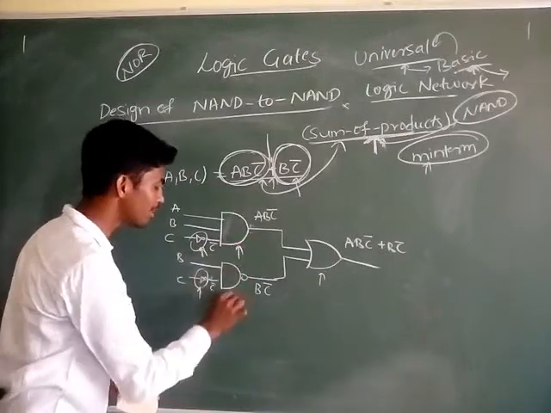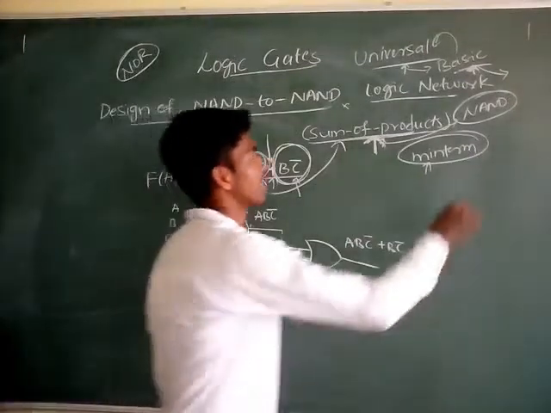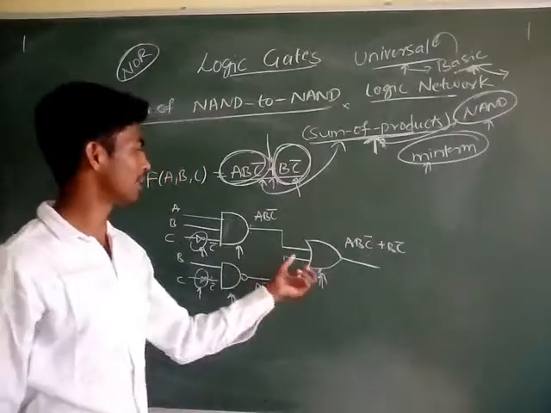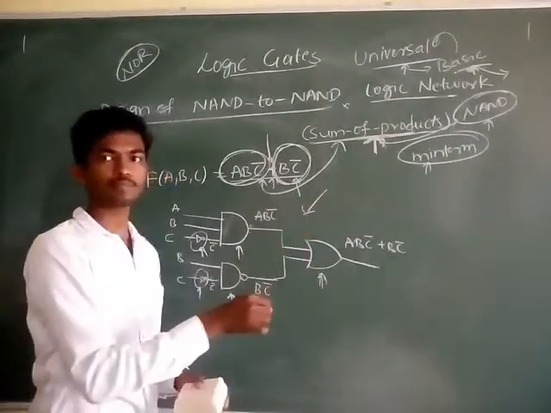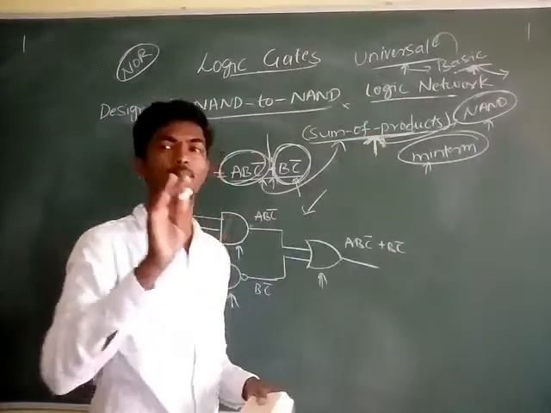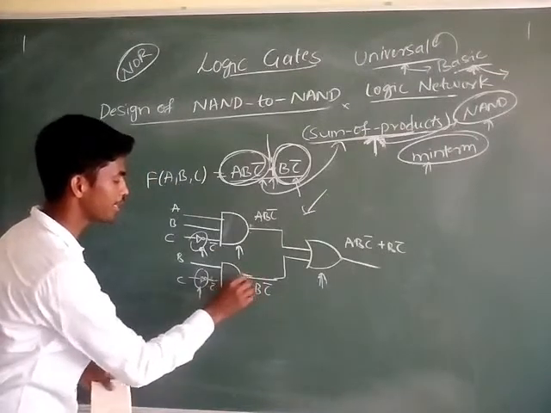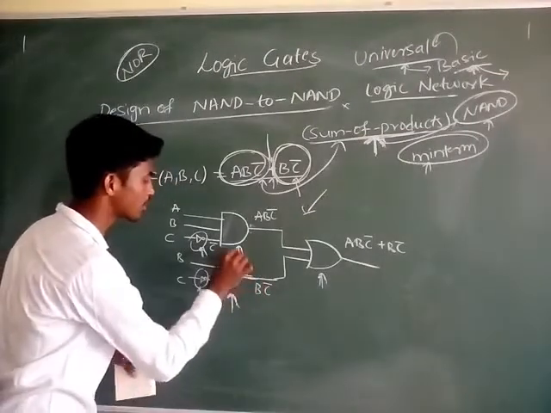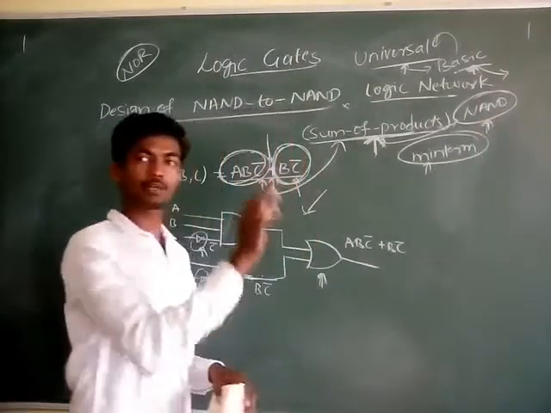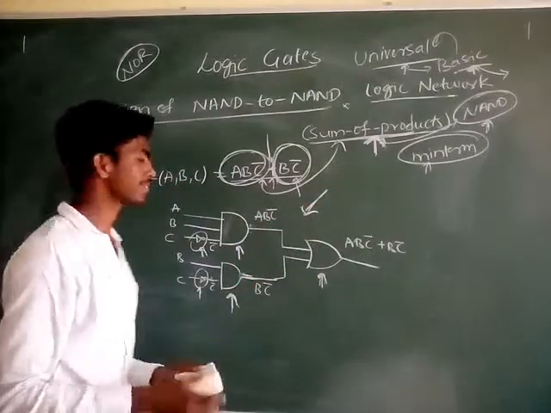You can replace every gate in the circuit by the NAND. That will give you the same answer as this one. Listen properly. When you have the expression in the form of sum of products, you can replace every logical gate in the circuit by the NAND gate. That will give you the same result as this design. Let us see that one.